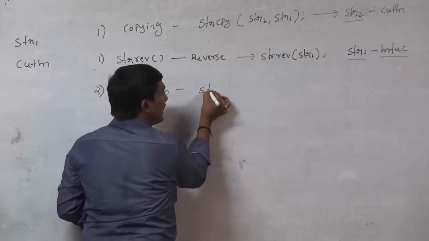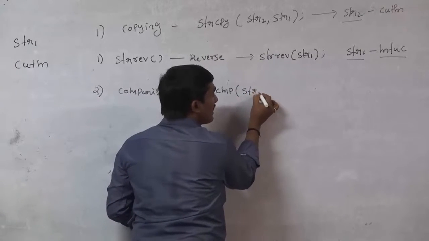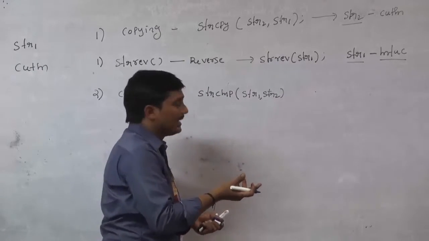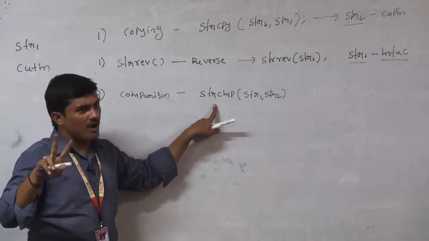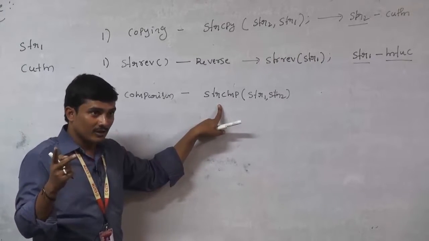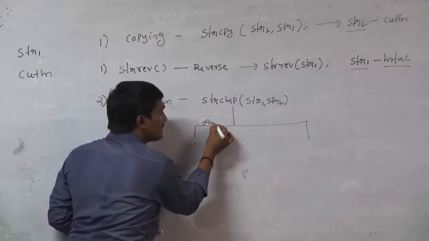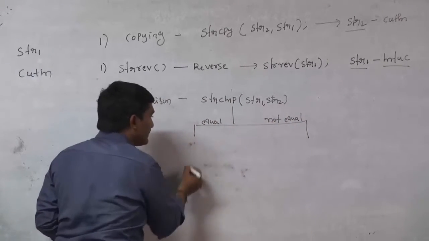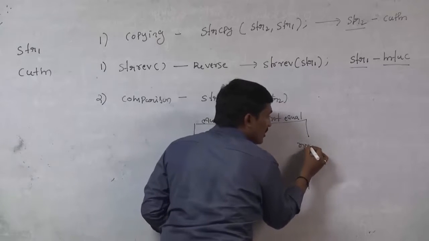Comparison is done with which one? strcmp. strcmp of what? str1 comma str2. That may be the reverse string or which one it may be. Both should be equal. As per string comparison, it will return how many values? Either 0 or non-zero. When will it return 0? If strings are equal. In this case, two options are there: either equal case or not equal case. In case of equal, what will it return? The output is 0. Otherwise it is non-zero.